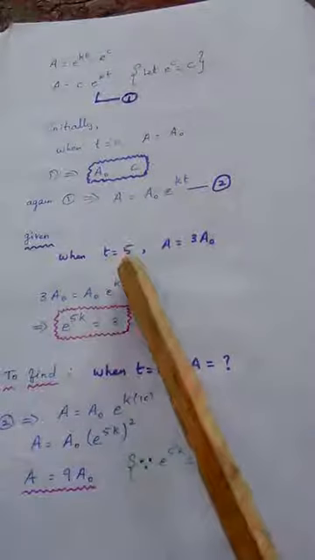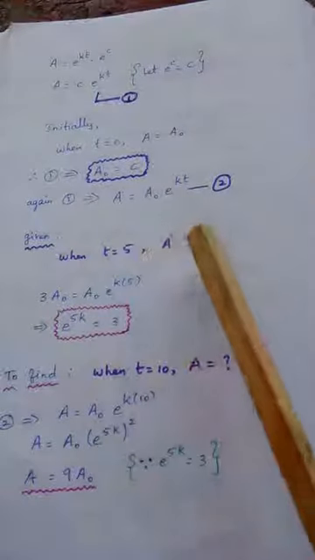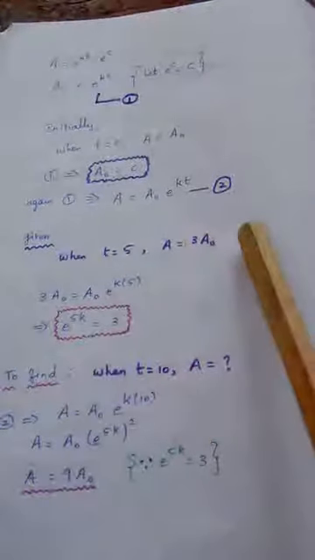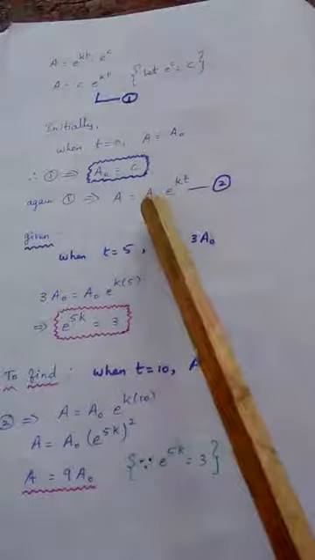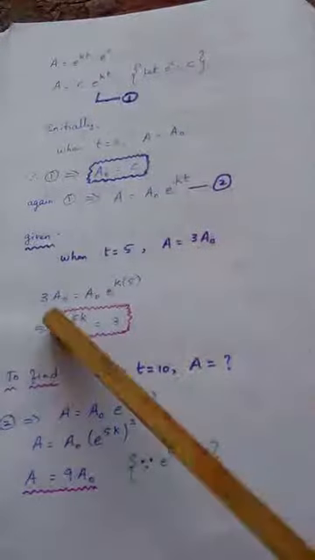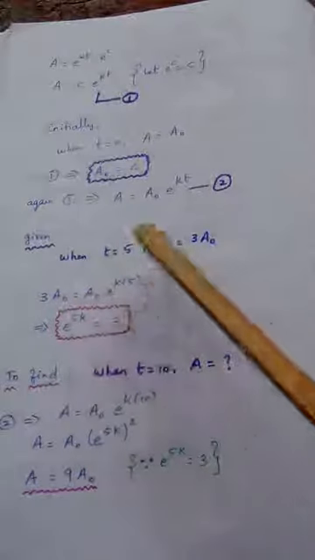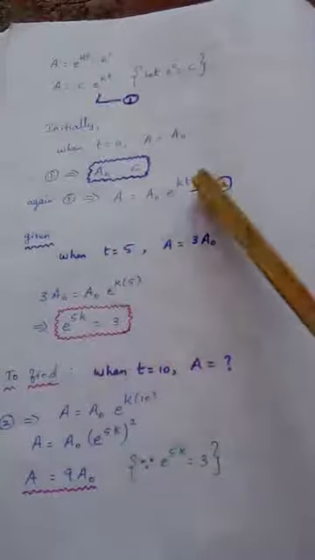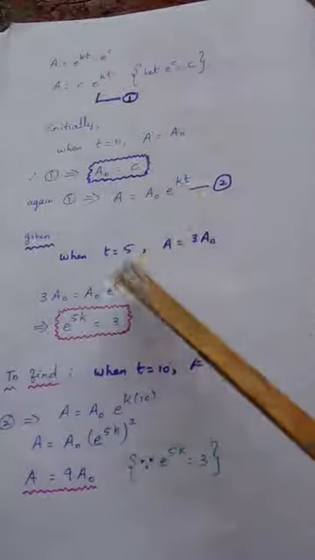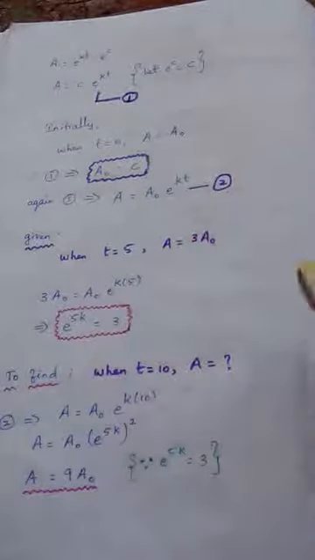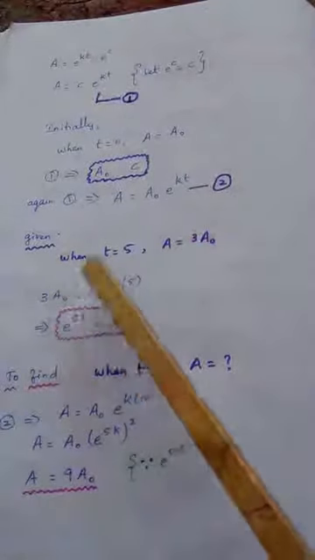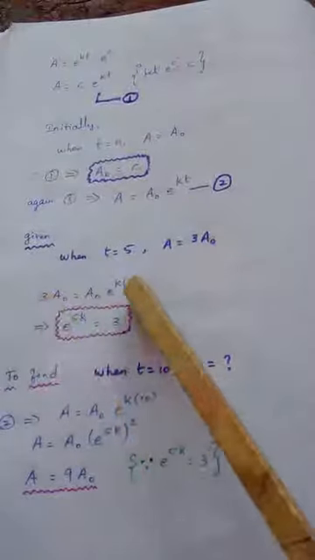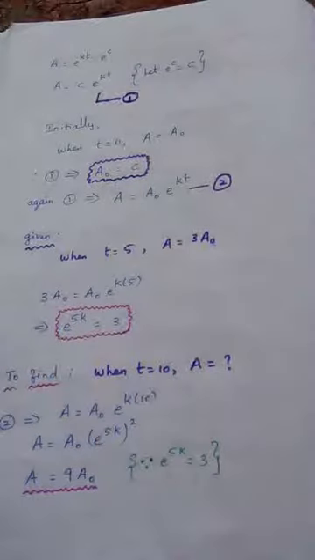What is given? After 5 hours, the number of bacteria gets tripled. That is what is written here. So, using this condition in the second equation, take A and replace it: 3 A naught equal to A naught e power, in place of t we should put 5, so e power 5k. Right? A naught gets cancelled on both sides. E power 5k is equal to 3.